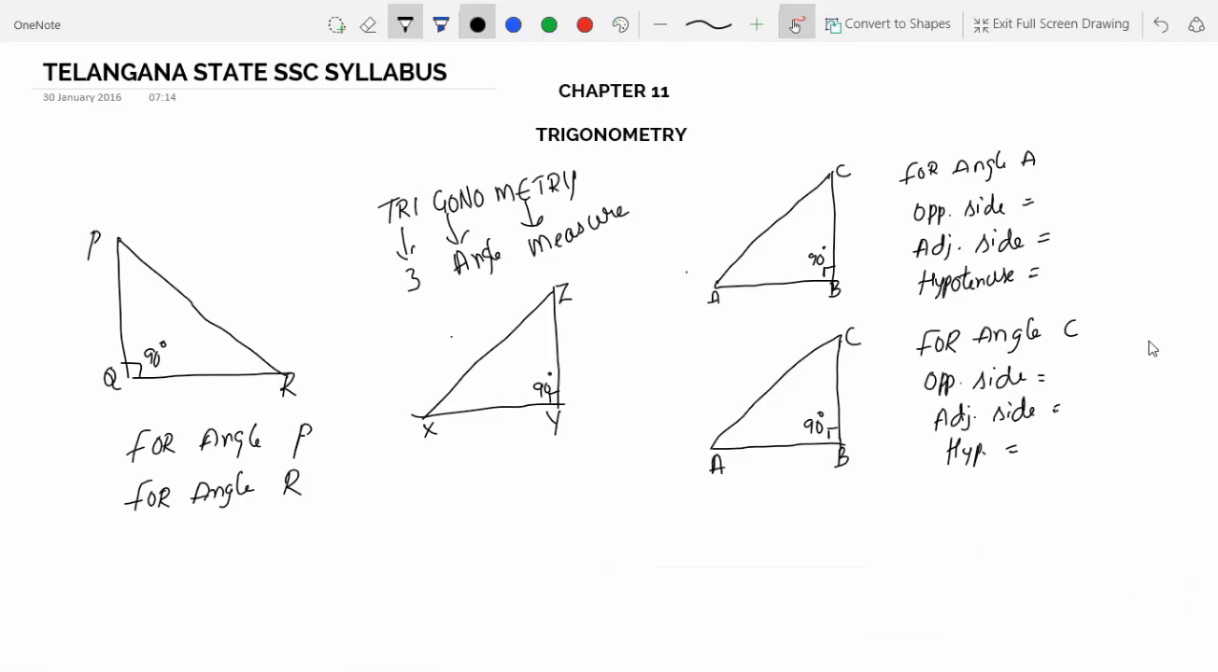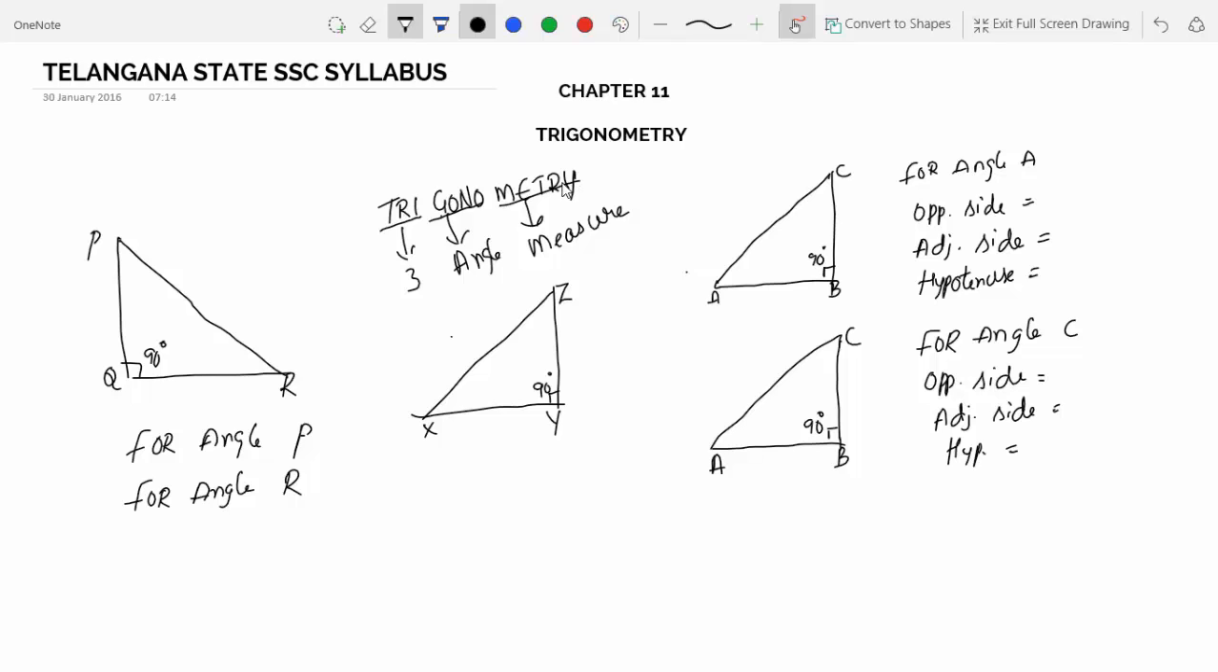Okay, let's get started with trigonometry. Trigonometry stands for tri means three, gono means angle, metry means measure. So trigonometry deals with three-angle measure.